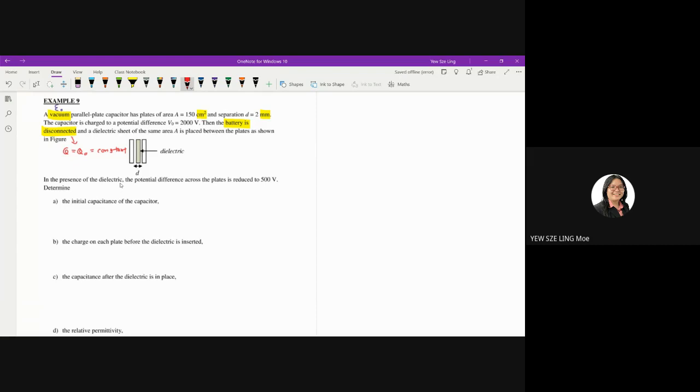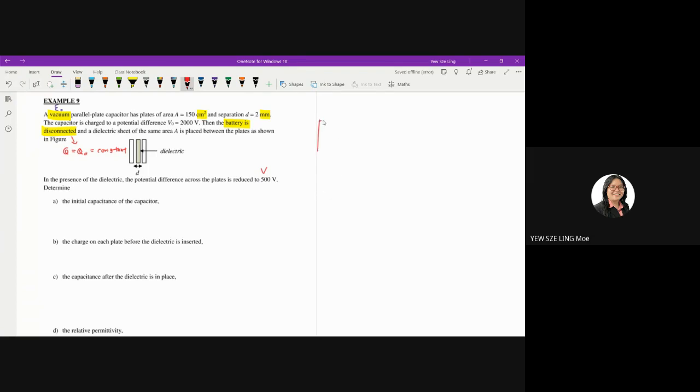In the presence of the dielectric, the potential difference is now reduced to V equals 500. This is your final V. So does it make sense? Yes, it does. Why? Because when we insert a dielectric into a capacitor, the net electric field drops. If the net electric field drops, then V drops.